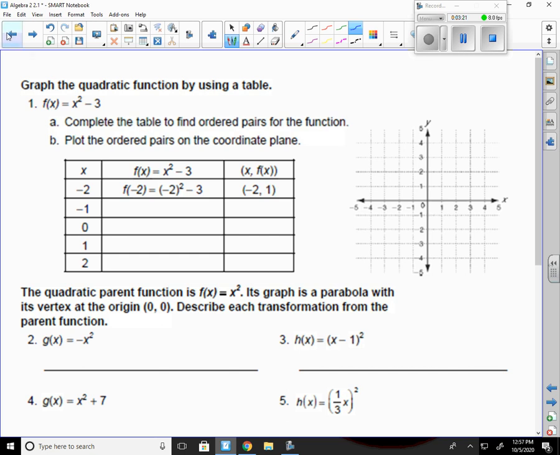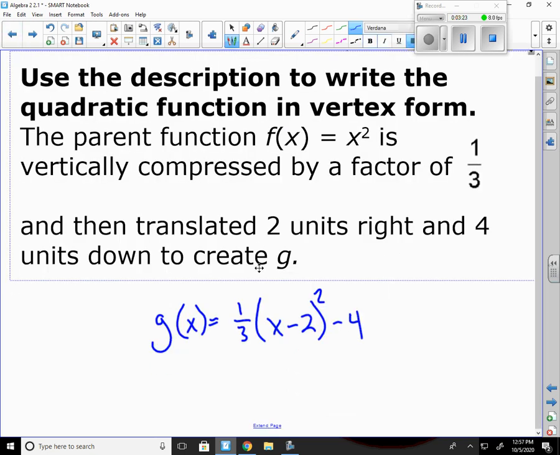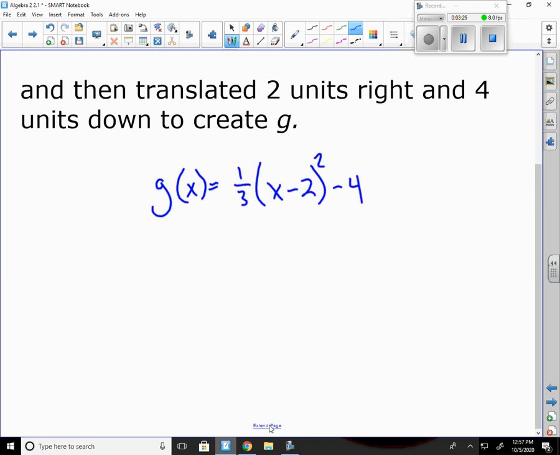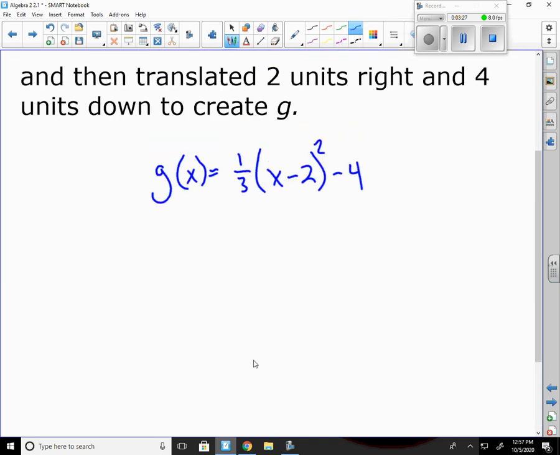The thing with vertex form is that it tells me exactly what my vertex is. My vertex of this function is going to be this and this. Opposite h means that that's going to be a positive 2, and negative 4 is my y. That's the vertex of a function.